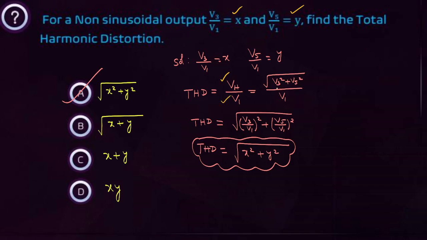What is the RMS value of the harmonics? The harmonics given are the third and fifth harmonics: root of V3 squared plus V5 squared, by V1. Then bring V1 into the square root: V3 by V1 whole squared plus V5 by V1 whole squared. V3 by V1 is X, V5 by V1 is Y. Substituting, total harmonic distortion equals root of X squared plus Y squared. This we have to practice.